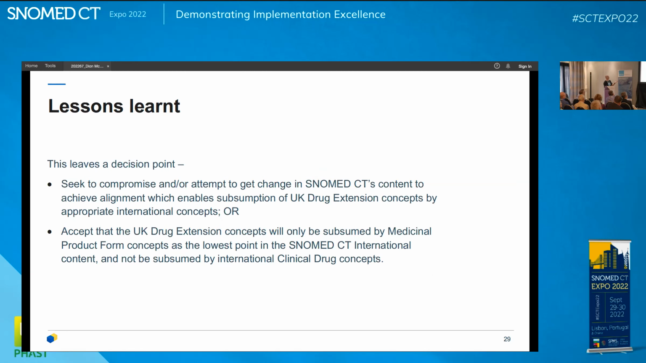So you get quite a lot of additional inferences and things from that, which is really good. So it effectively leaves a decision point for the UK and then probably for us in Australia as well, which is how much do we try to seek to compromise on the drug extensions that exist now that are achieving their goals, and change those, or try to work with SNOMED International to get the international model and content changed, or just accept that the integration happens just at the medicinal product level and not worry about the integration lower down, because we're getting enough from that.